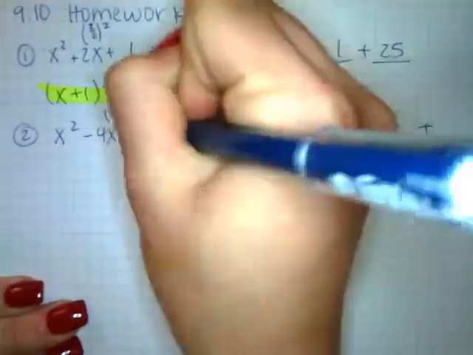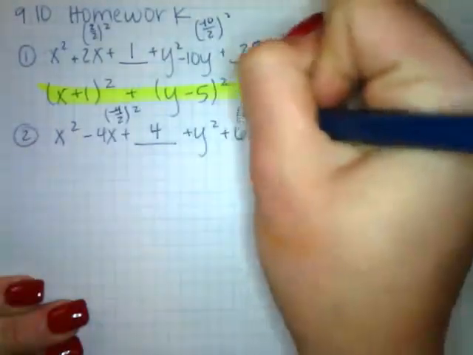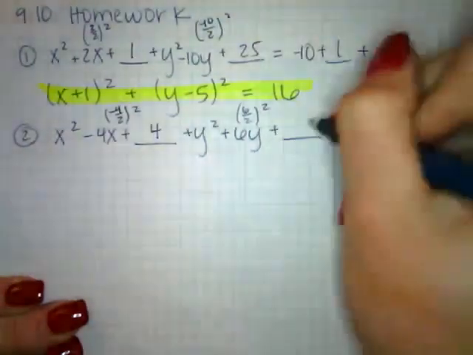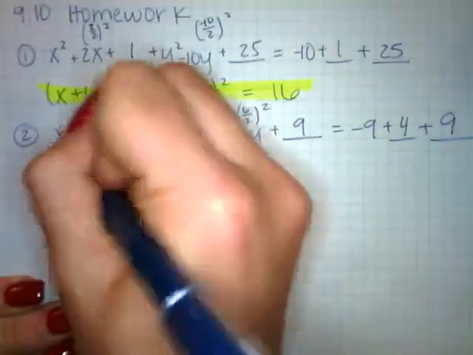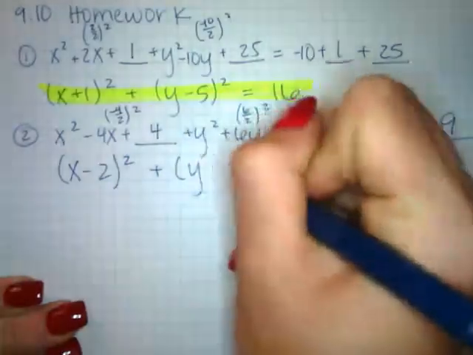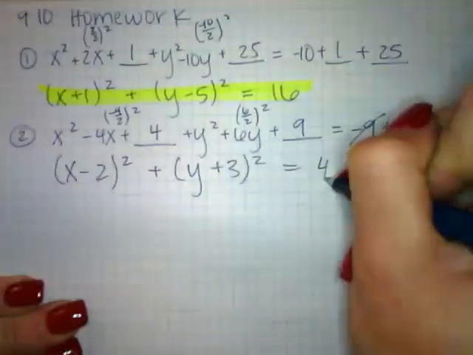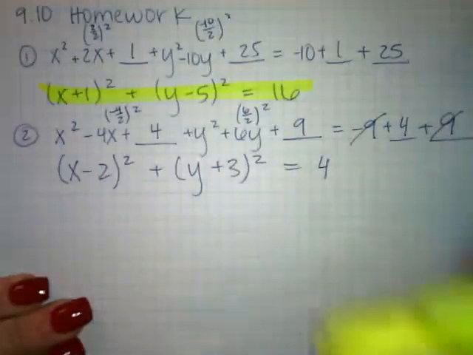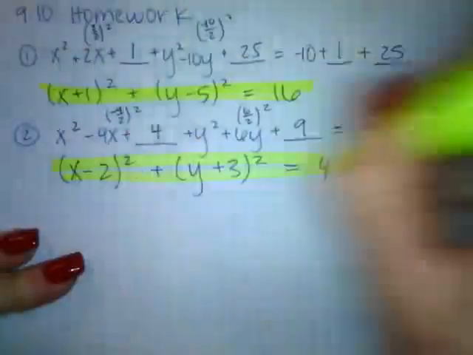All right, so I'm going to take b divided by 2 squared. That'll give me 4. B divided by 2 squared. That'll give me 9. I can factor this piece. That's going to be x minus 2 squared, y plus 3 squared equals 4. And that's our final answer for 2.